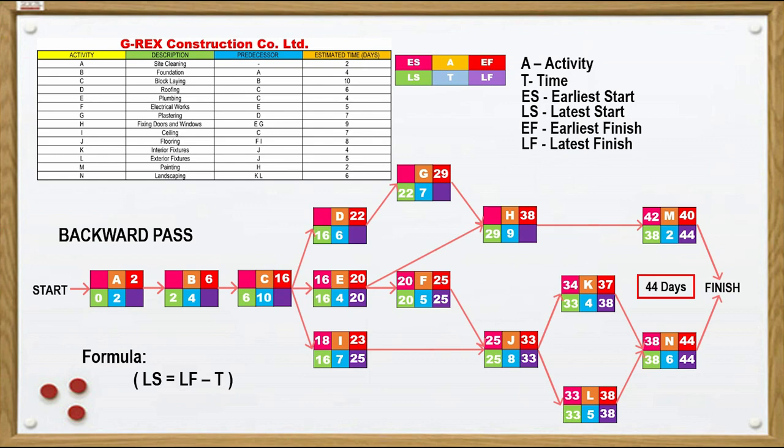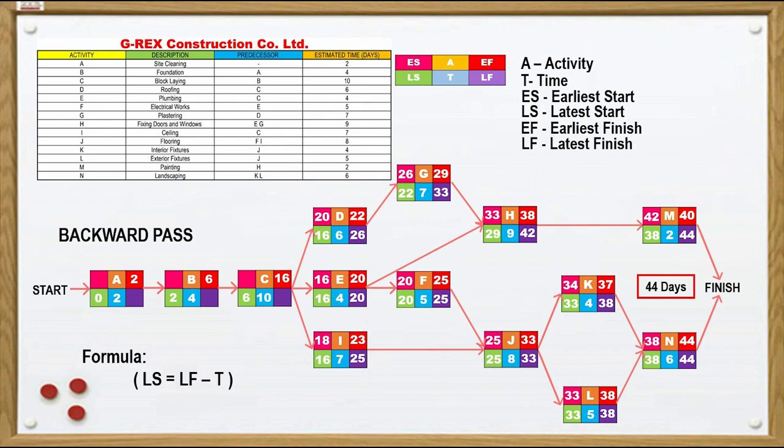Going back to the top of the project network, we will do activity H. We will take the latest start time of activity M, which is 42. So 42 minus 9 is equal to 33 as the latest start time of activity H. Activity G will adopt the latest start time of activity H, which is 33, minus 7, which is equal to 26. Proceeding to activity D, we take 26 of activity G and subtract 6, and the result is 20 as the latest start time of activity D.